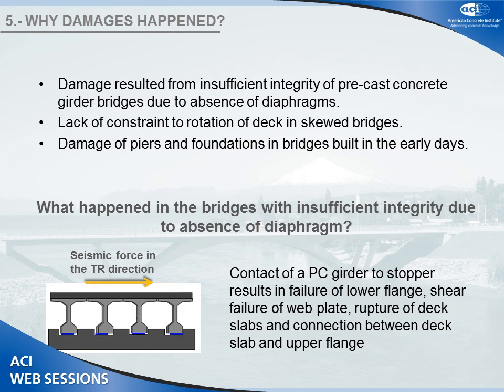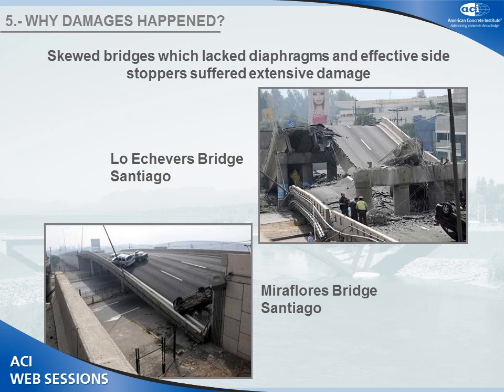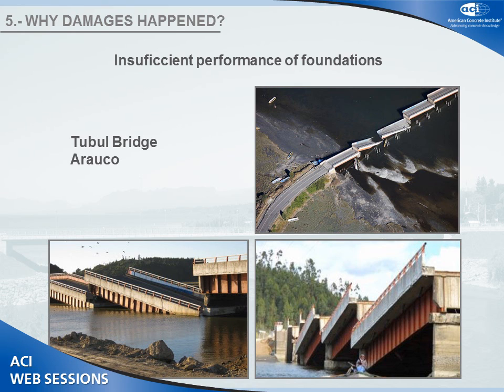The result was that the external girders suffered some damages in the webs and also in the bottom flange and sometimes in the upper flange. Here you can see some examples of failures because of lack of diaphragms. Those are bridges in Santiago, which was 300 miles or 250 miles from the epicenter. And this is a bridge which had failures in foundations, and that was located very close to the epicenter area.